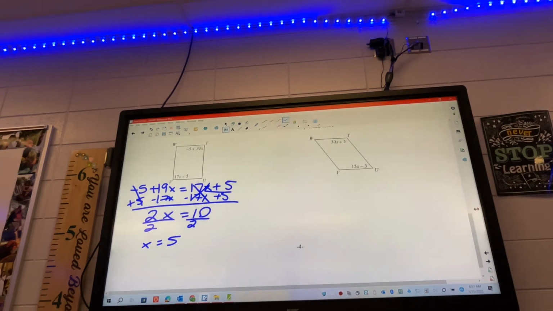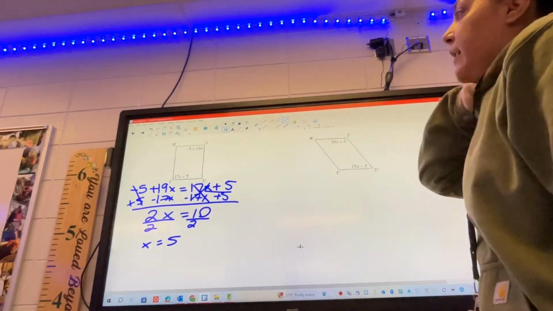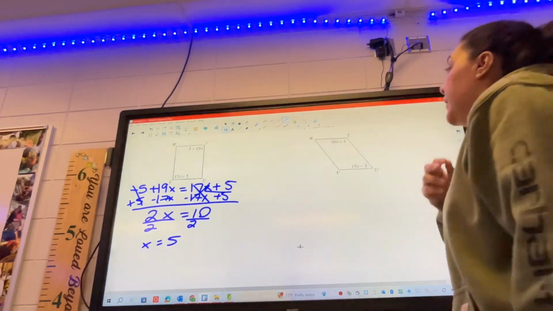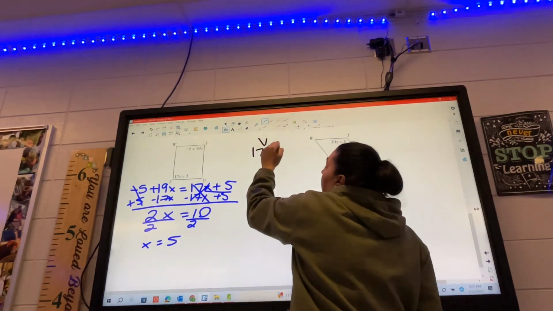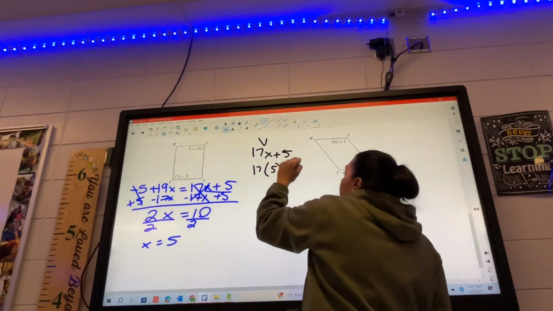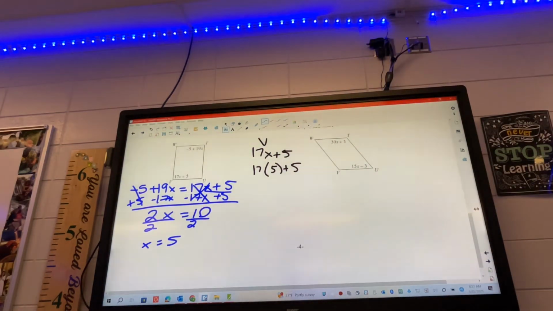Okay, what is it asking us to find? W. Okay, does W have something there? No. Okay, so at the point when it doesn't have something, pick something and plug it in. So we're going to start with either T or V. It does not matter. Okay, what do you want to use? V? Okay, so if we use V, it's going to look like V is 17x plus 5. So it's really going to be 17 parentheses 5 plus 5. And what is that?